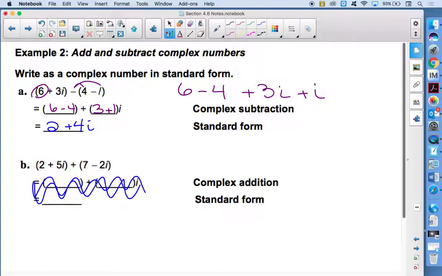So what pieces get added together? You're kind of just looking at like terms. So we have 2 plus 5i, 7 minus 2i. Well, the 2 and the 7 are the like terms. And then the 5i and the negative 2i are the like terms. So Jesse, if we combine our like terms together, what do you get?